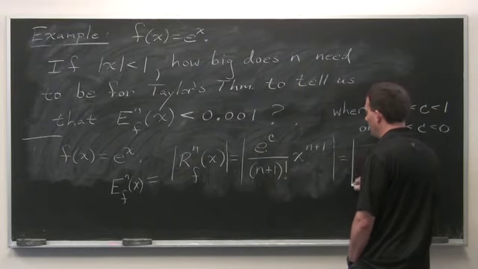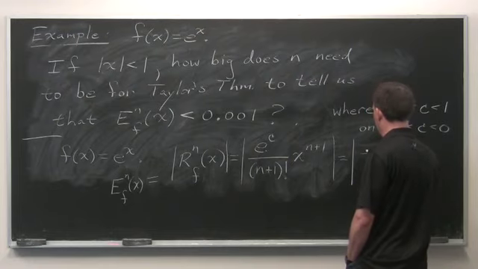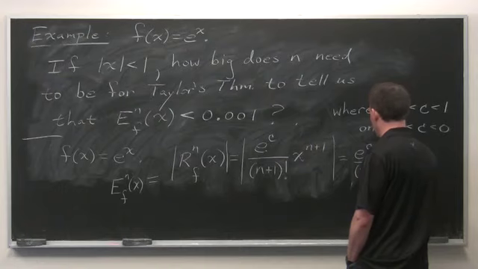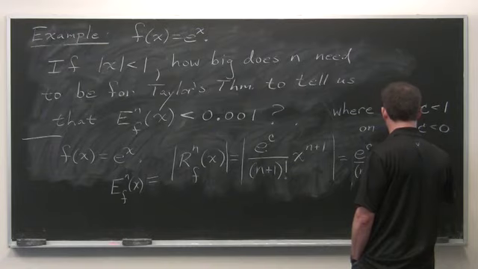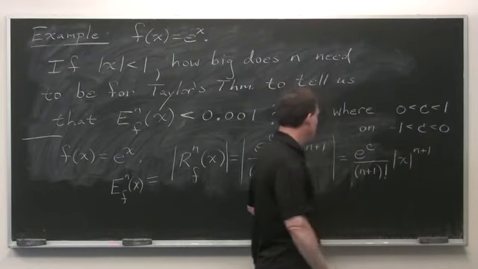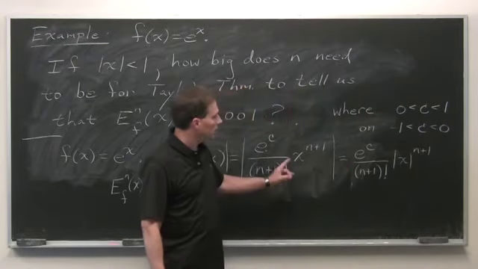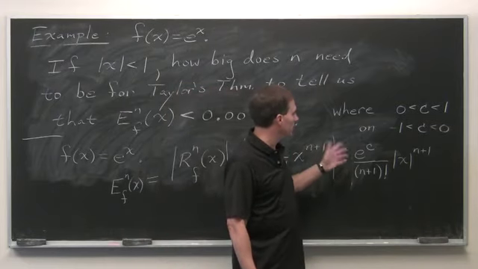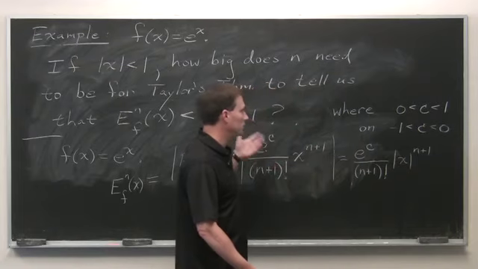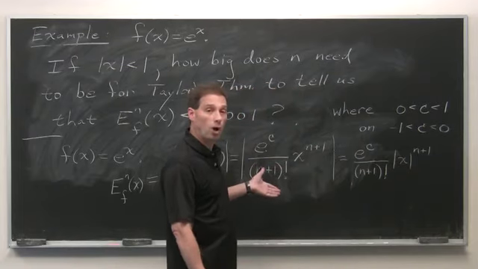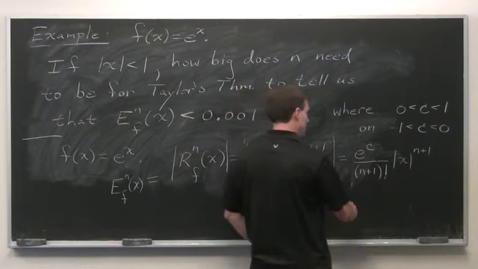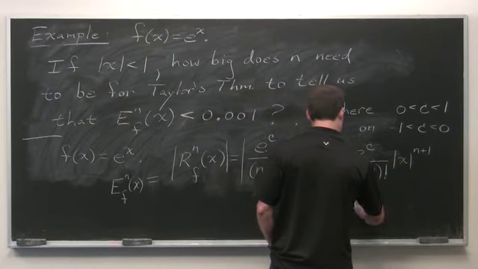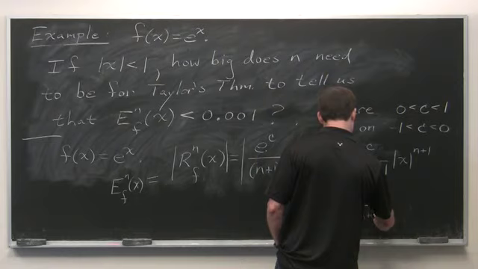So you can just write this as the absolute value of e to the c, which is e to the c, over n plus 1 factorial, times the absolute value of x to the n plus 1. Again, we're going to use that e to the x is an increasing function, so the biggest it ever gets, when c is between minus 1 and 1, is e to the 1. Okay, so that's e. So we can say this is less than e over n plus 1 factorial.